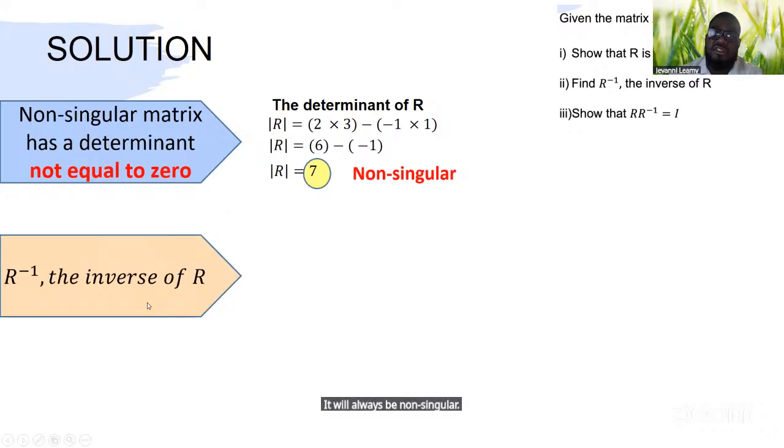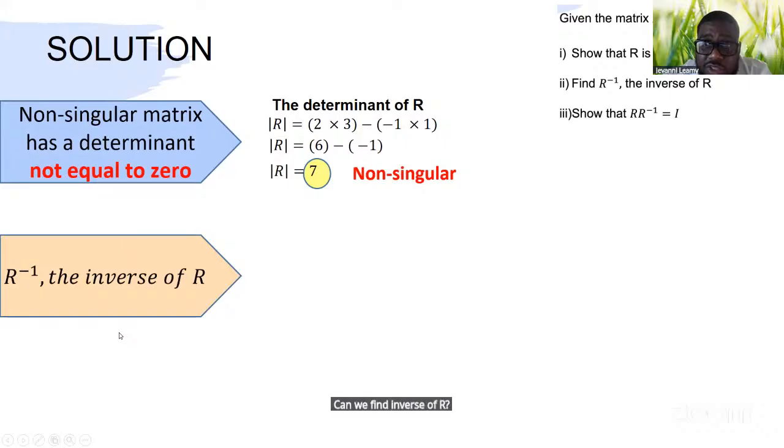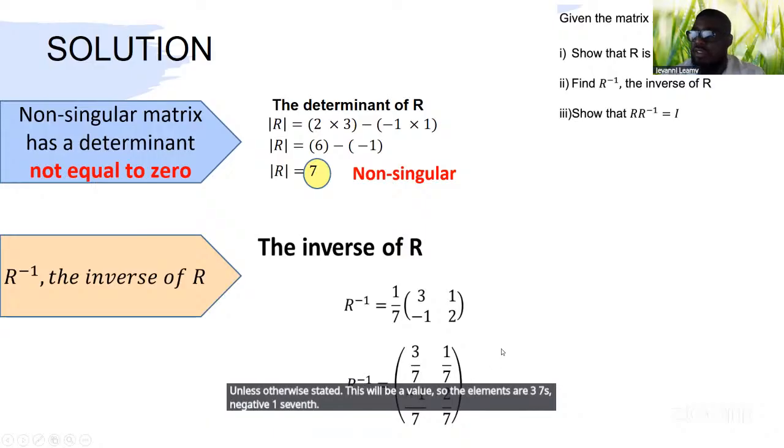So on to the inverse. Can we find the inverse of R? Is it possible to find the inverse of R based on what we have now? Yes, because we have a non-singular. So we would have multiplied, and again, your final answer will not be 1/7 multiplied by the adjoint, unless otherwise stated. This will be your value. So the elements are 3/7, 1/7, negative 1/7, and 2/7.